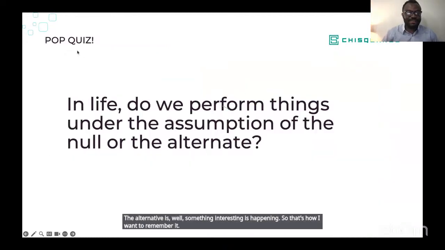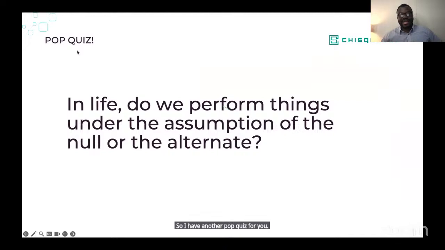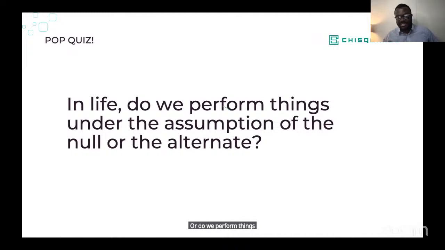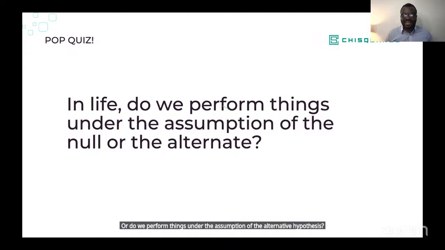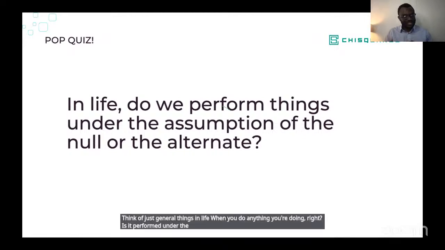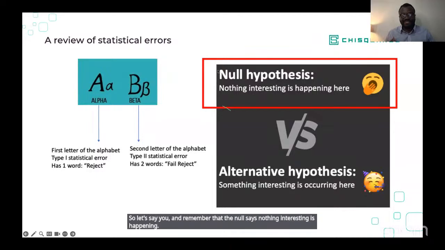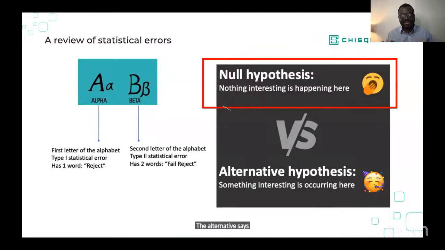So I have a pop quiz for you. In life, do we perform things under the assumption of a null, or do we perform things under the assumption of the alternative hypothesis? Think of just general things in life. When you do anything you're doing, right? Is it performed under the null or under the alternative? Remember that the null says nothing interesting is happening. The alternative says something interesting is happening. So who wants to give us a try?